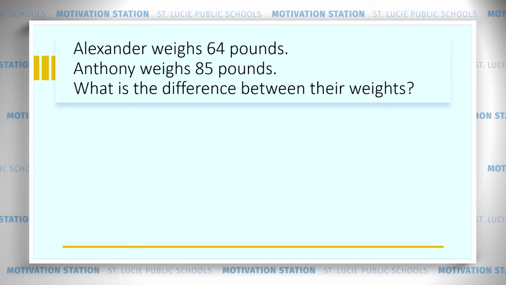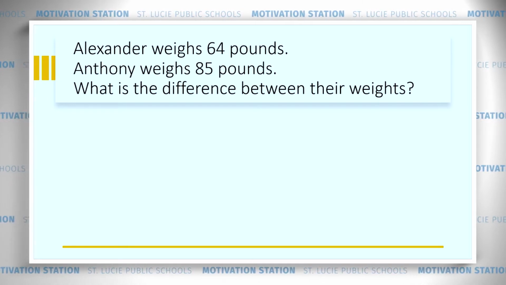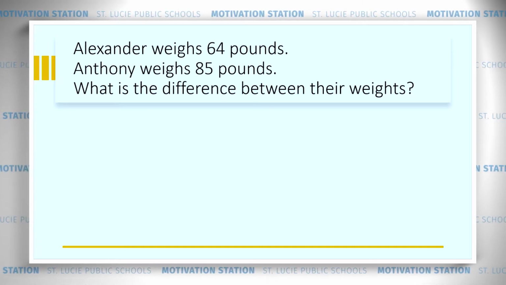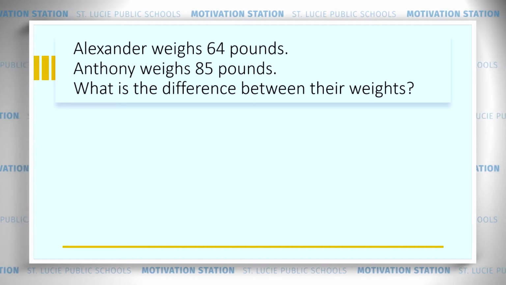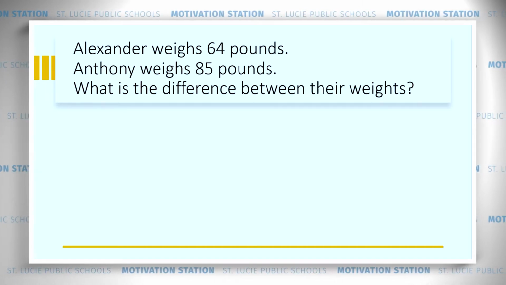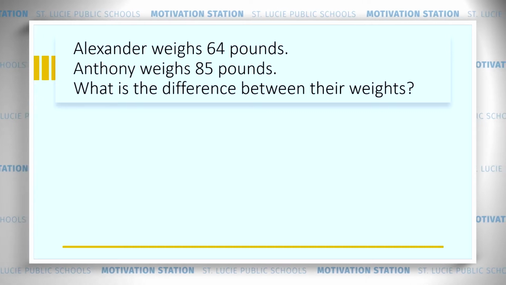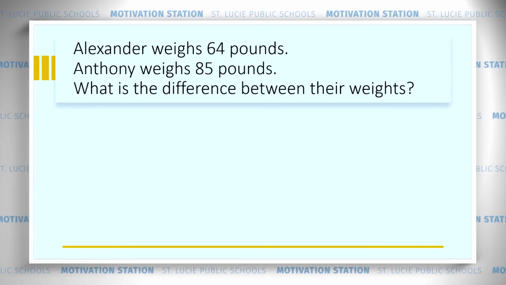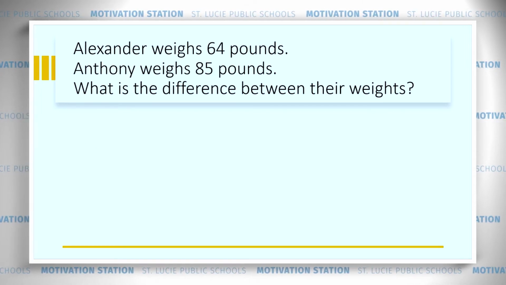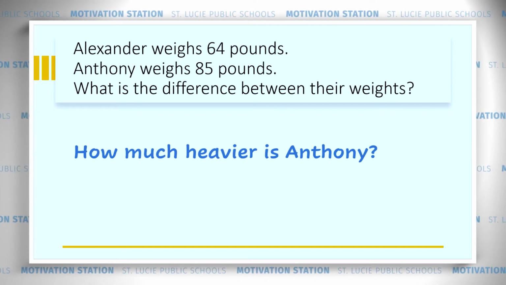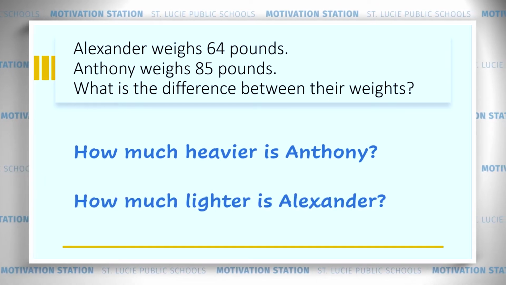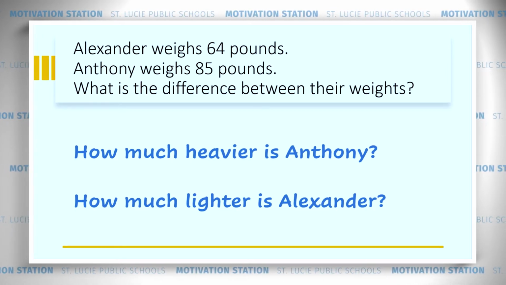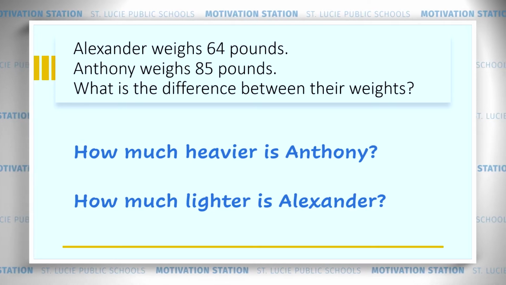This one says, Alexander weighs 64 pounds. Anthony weighs 85 pounds. What is the difference between their weights? When we talk about how much something weighs, we talk about it being heavy or light. So could we use words like heavier or lighter to ask these questions? You bet. We could say, how much heavier is Anthony? Or how much lighter is Alexander? These questions, while they look different, ask the same question. It's asking for the difference between the weights of the two boys.